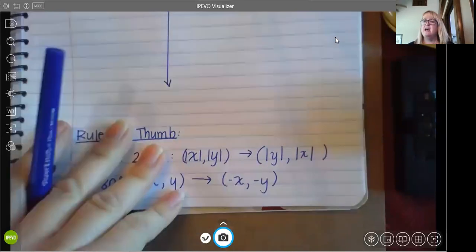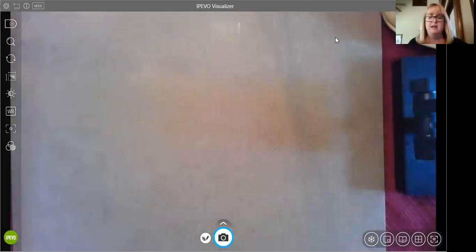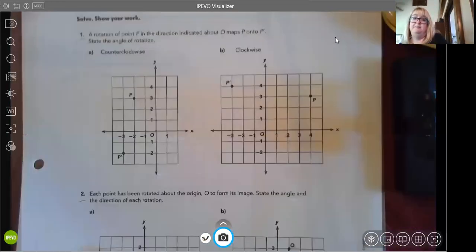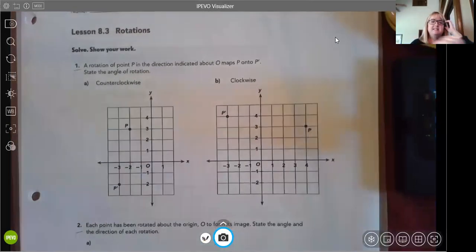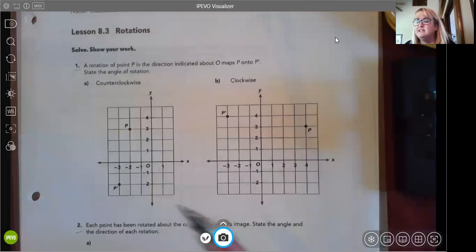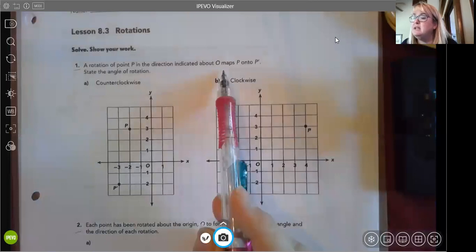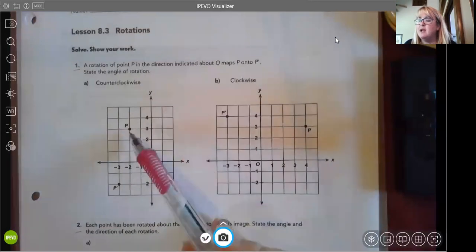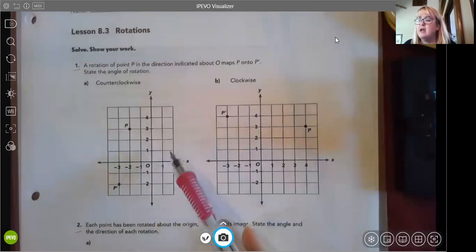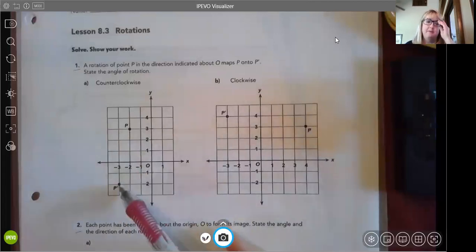So let's look at your assignment, and we will do several together, and then I will get you started on some, and you'll answer that yourself. Number one says a rotation of point P in the direction indicated about O maps P onto P prime. Lots of math speak for P moves around the origin, either counterclockwise or clockwise. It moves about O and it ends up here.